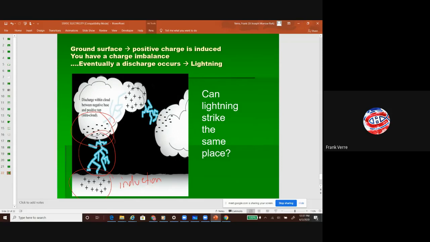And by the way, can lightning strike the same place twice? There's a saying that lightning can't strike twice, something like that. That's not true. Lightning can strike in the same place twice. That's a myth, by the way. Lightning doesn't care where it goes.